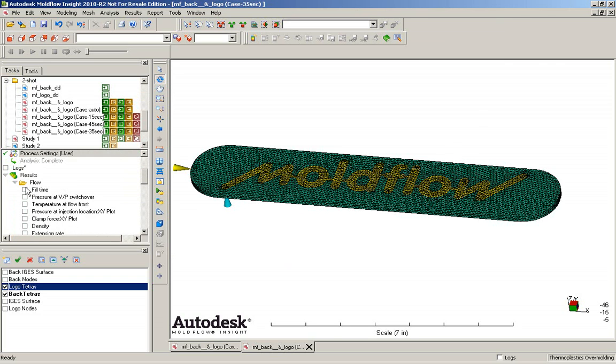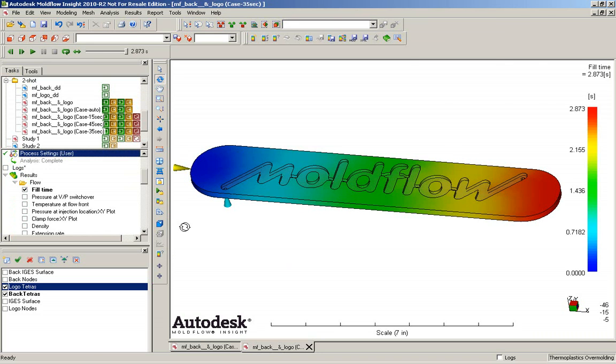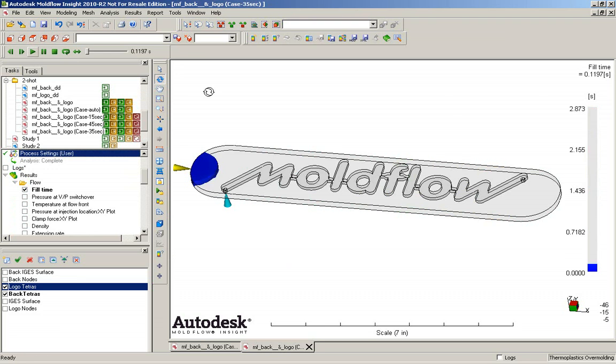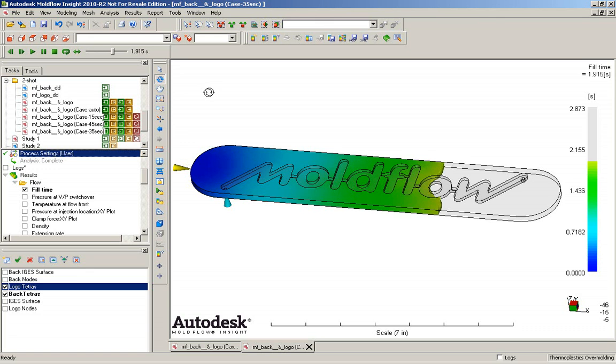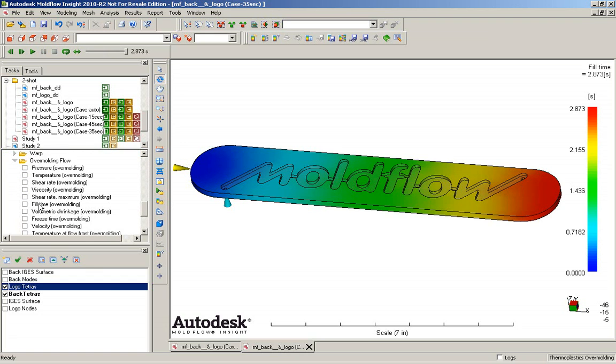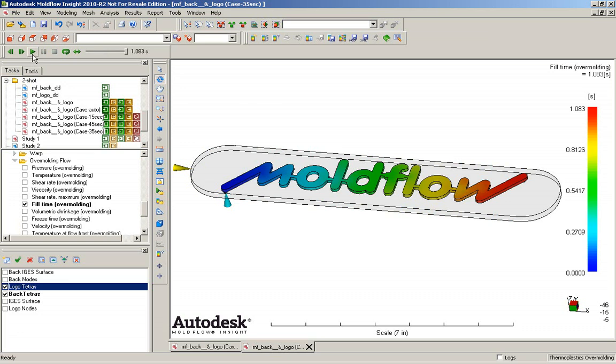If we take a look at some of the results, fill time can be shown on the first molding and the overmolding. And essentially what we're looking for here is any potential race tracking, hesitation, weld lines, or air entrapments. The legend represents the time it's taking to fill the component, so about 3 seconds in this case. And we can show the same for the overmolding and animate that with respect to time as well.